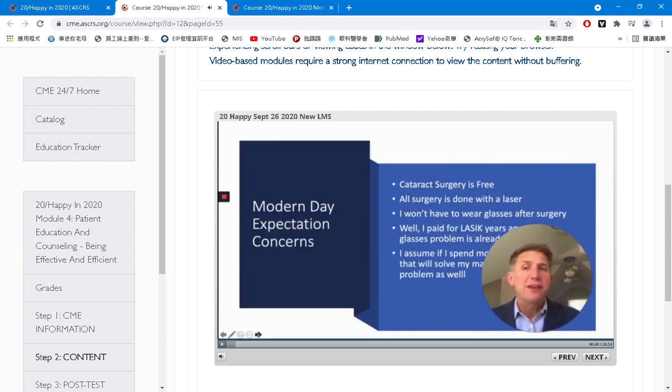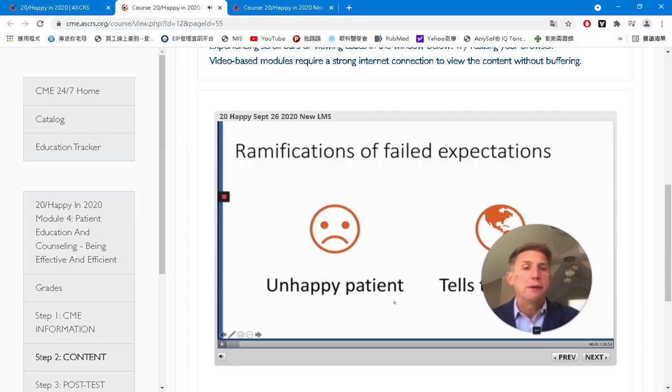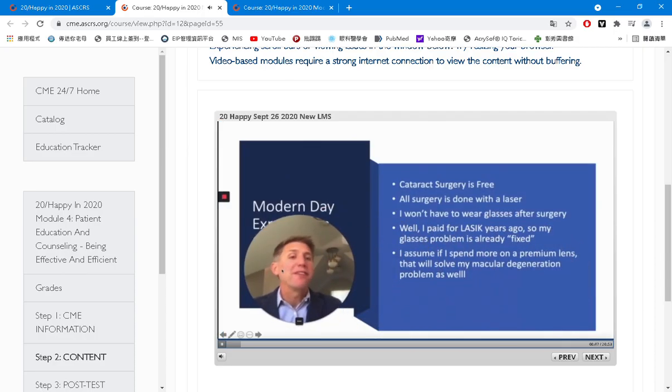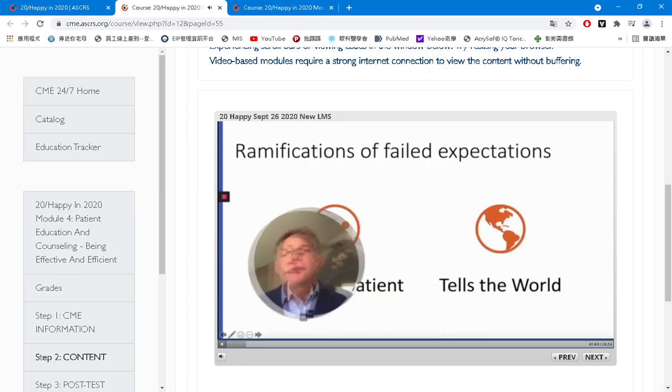It sounds easy, but in modern day cataract surgery, there's a lot of elevated expectations. A lot of patients are coming in thinking cataract surgery is free, or all surgery is done with a laser. Some patients think, I won't have to wear glasses after surgery. Or they'll say, I already paid for LASIK years ago, so I already fixed my glasses problem, even though they have other underlying medical problems. They think, I'm going to get this premium lens, it's going to solve all my problems like macular degeneration or glaucoma. So we have these expectation hurdles that we need to get over when we approach cataract surgery and patient education.